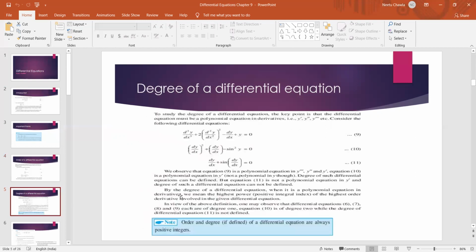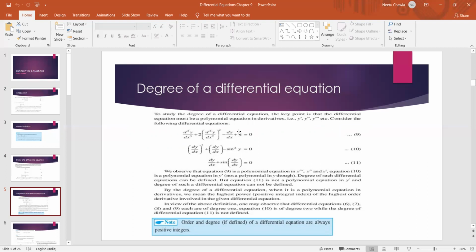Now the next topic is degree of a differential equation. This is a very important topic. Here the students make most of the mistakes. The question only comes for maximum 1 mark, finding out the order and the degree of the given differential equation. Then also it matters. So what does degree mean? To study the degree of a differential equation, the key point is that the differential equation must be a polynomial equation in derivatives, that is y dash, y double dash, y triple dash, etc.